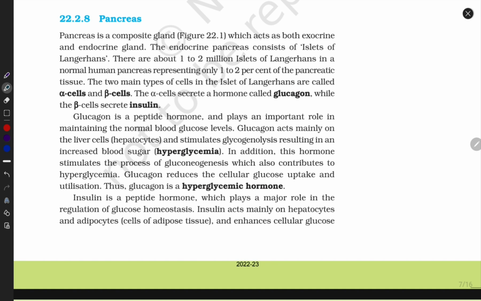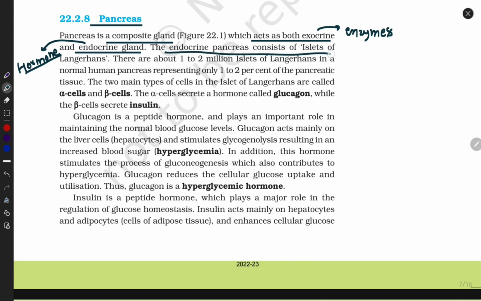Let's start with the next gland, the pancreas. This is a composite gland because it acts as an exocrine gland as well as an endocrine gland. Exocrine gland releases enzymes for digestion. Endocrine gland releases hormones. The endocrine part of the pancreas consists of islets of Langerhans.